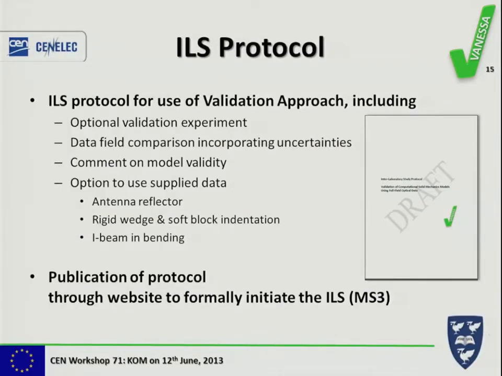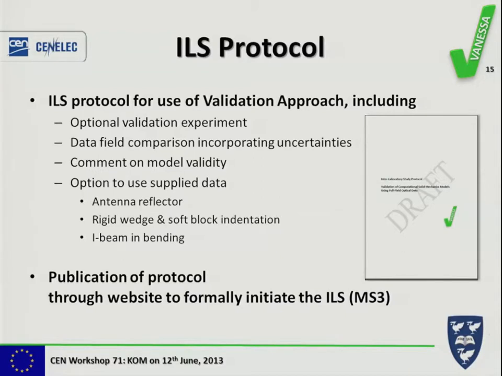And so as part of the Vanessa project, we're performing a round robin, as it's sometimes called, or an interlaboratory study to give its formal name. And so we've developed a protocol for using this validation procedure, a draft document that you can download from our website that gives you the option to conduct a validation experiment or simply to use our data fields and to perform the analysis that I've just shown you on the previous slide, and then to comment on the validity of our model.